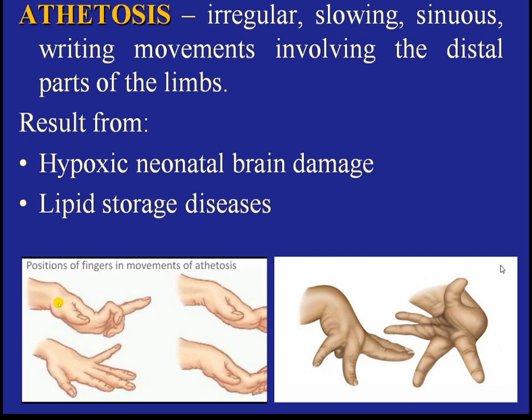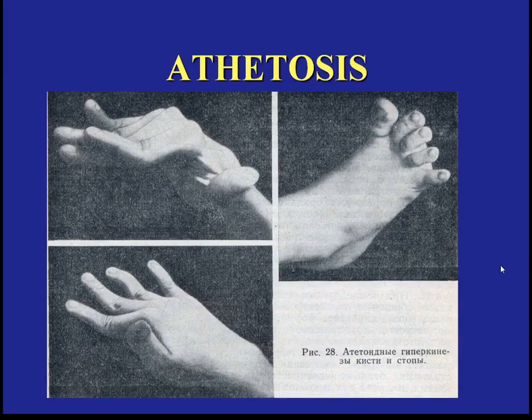The next type of hyperkinesis is athetosis: irregular, slow, sinuous, writhing movements involving the distal parts of the limbs. It results from hypoxic neonatal brain damage or lipid storage diseases, sometimes other diseases. This is the picture of athetosis of hand and foot.